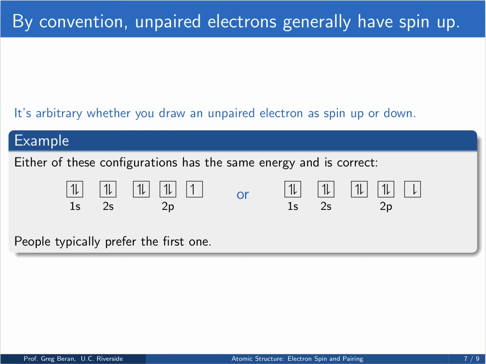By convention, we usually assign unpaired electrons to be spin up. It's arbitrary whether we draw an unpaired electron spin up or spin down for most purposes in chemistry. Occasionally you might be doing something like the Stern-Gerlach experiment where you could actually distinguish based on how the beam splits. But for most of our purposes, we really don't care whether it's spin up or spin down. So we will pair up all the electrons that can pair up, and then any leftover ones will be unpaired. And then we have a choice. Do we draw the unpaired one as spin up or spin down? Like I say, it doesn't really matter, but by convention, we're usually going to draw it as spin up. Both of these configurations would have the same energy.